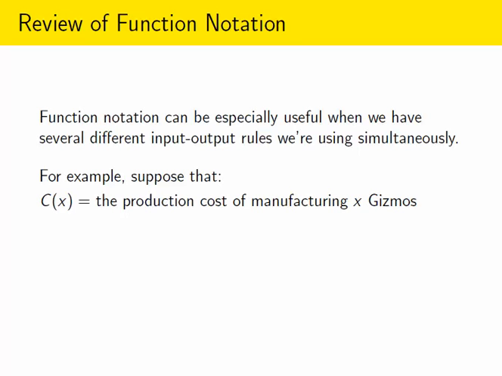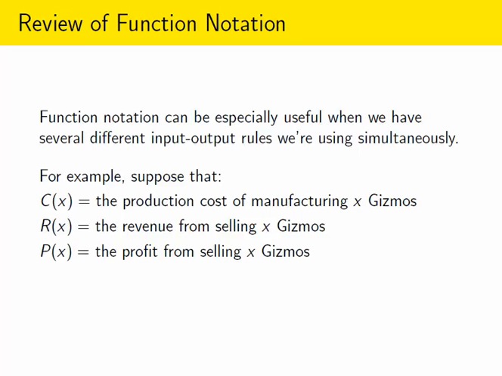You could use one function to represent the cost of manufacturing gizmos. In this case, if you plug in an x value that represents the number of gizmos you're going to manufacture, the output from this function, c of x, could tell you the cost for producing that many gizmos. You could also imagine another function, r of x, that would represent the revenue from selling a number of gizmos. Or another function that represents the profit from selling gizmos.